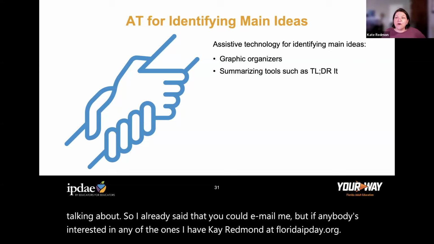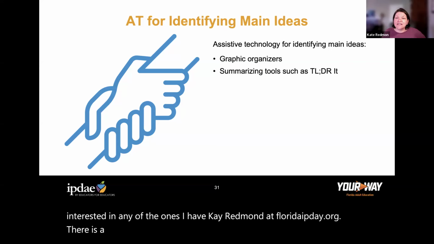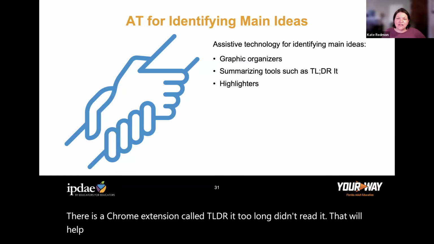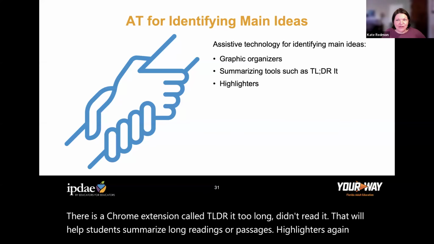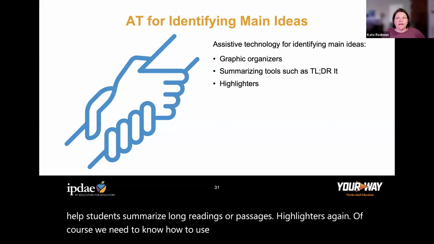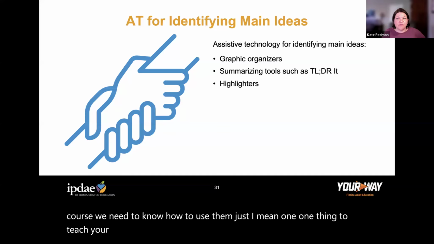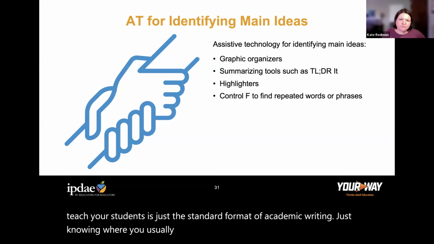There is a Chrome extension called TLDR It, Too Long Didn't Read It, that will help students summarize long readings or passages. Highlighters, again, of course, we need to know how to use them. One thing to teach your students is just the standard format of academic writing. Just knowing where you usually find a topic sentence can help.